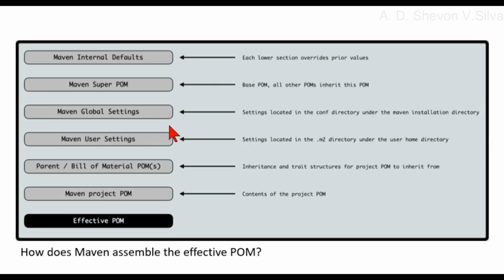Maven global settings. When Maven is installed or unarchived on a computing device, it creates a directory structure. One of these base directories is conf. This directory contains settings.xml, referred to as the global settings file. Since this file exists on the local computing device, it is editable.